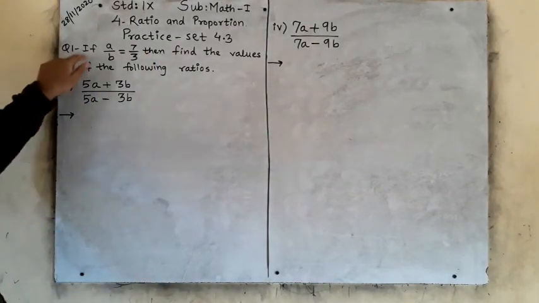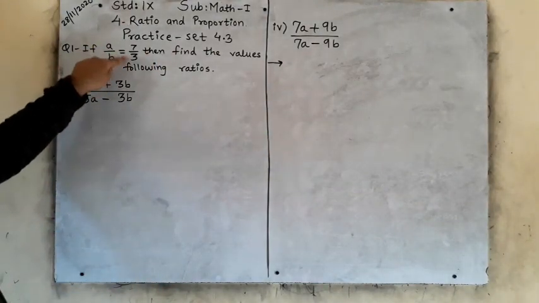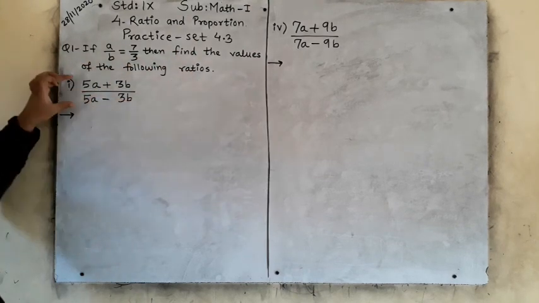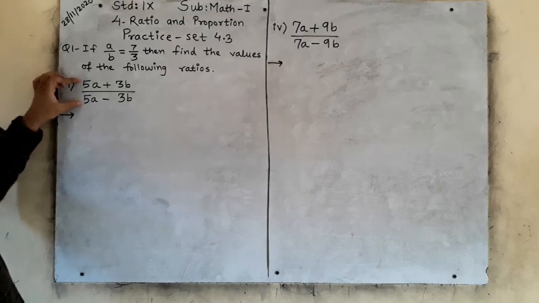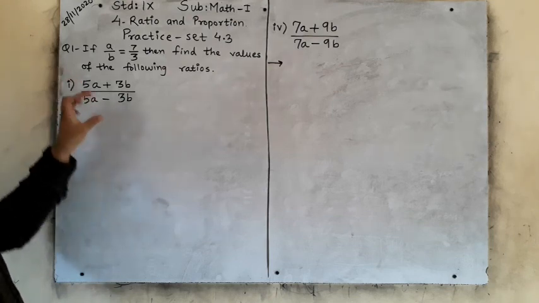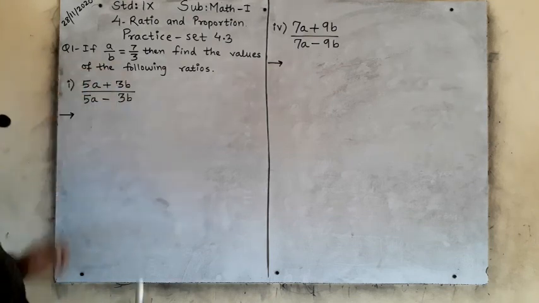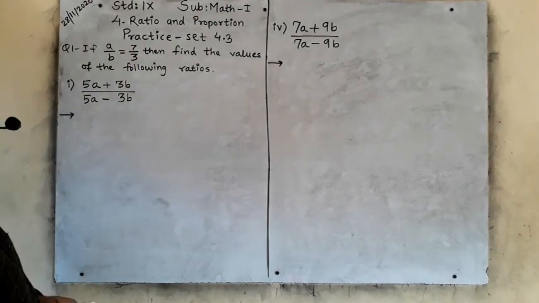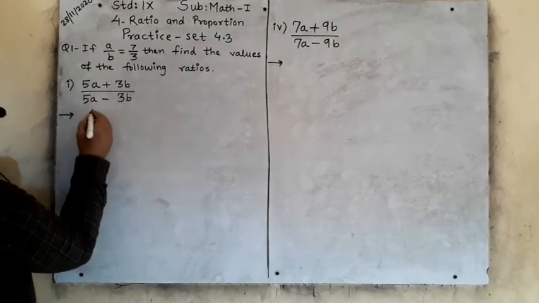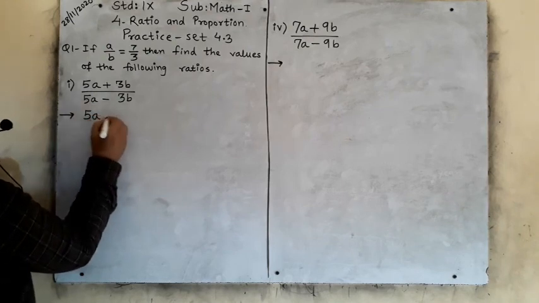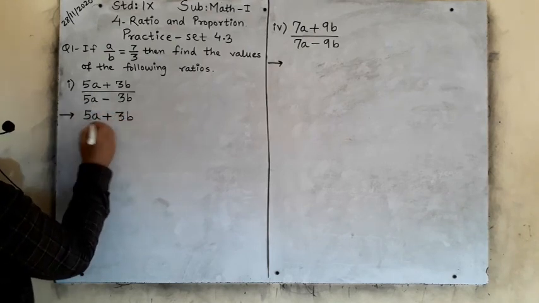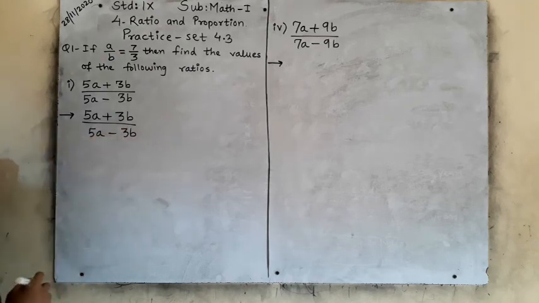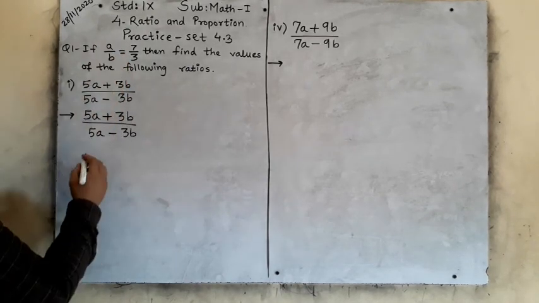Question number 1: if a upon b is equal to 7 upon 3, then find the values of the following ratios. A ratio is given, and we have to find the value of this ratio. I will write the question first: (5a plus 3b) upon (5a minus 3b). This is the question. Now what is given?